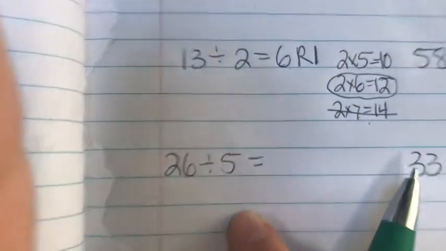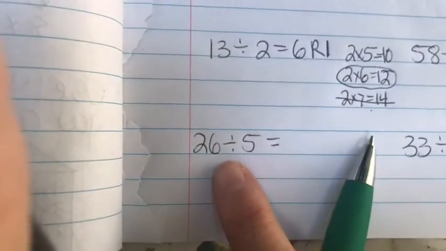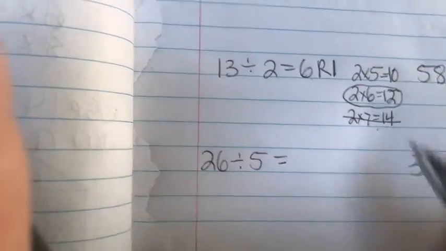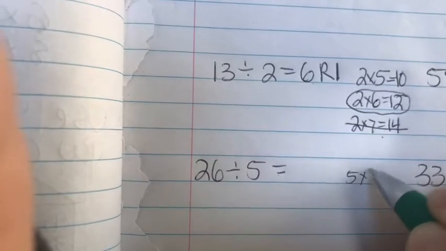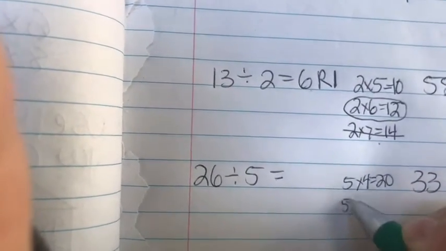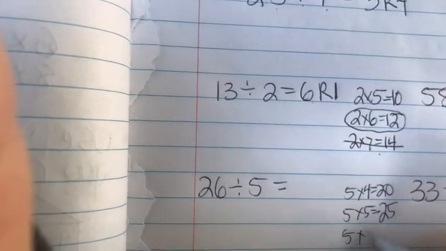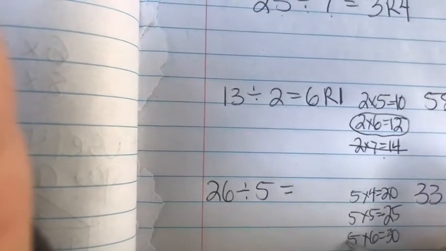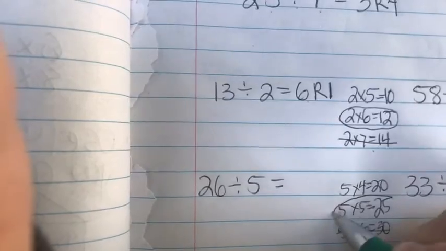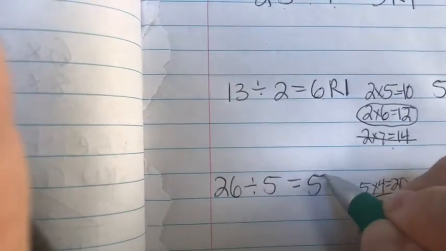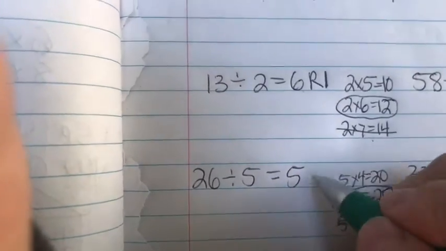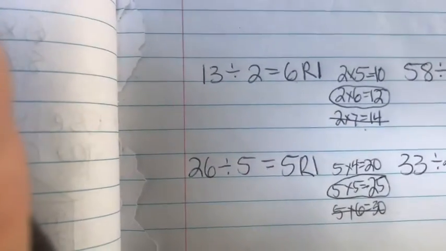Okay, down here to this one. This one's pretty easy. Again, I'm thinking what times 5 gets me as close to 26 as possible. I know 5 times 4 got me to 20, and then I know 5 times 5 gets me to 25. 5 times 6 gets me to 30. I say, not that one. It's too far over. I need to go back here. So 5 times 5 is going to get me to 25, and I have a remainder of 1.